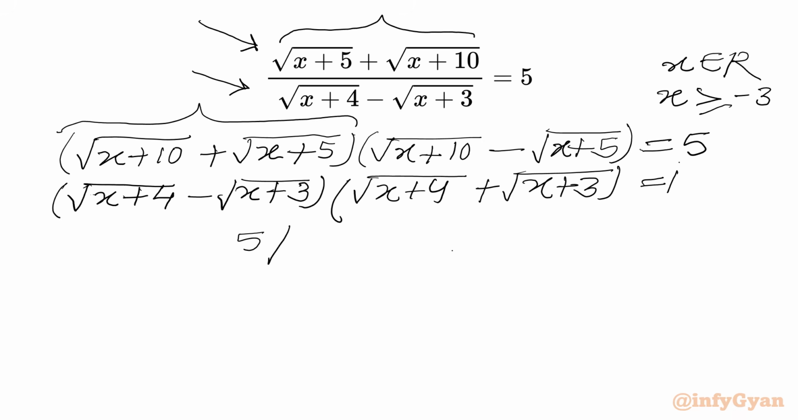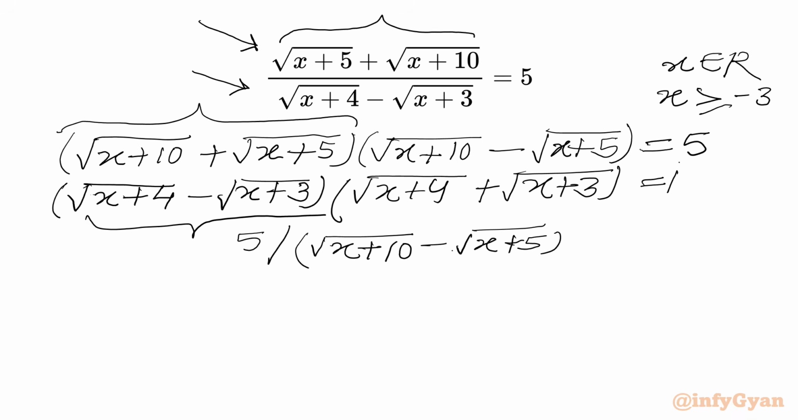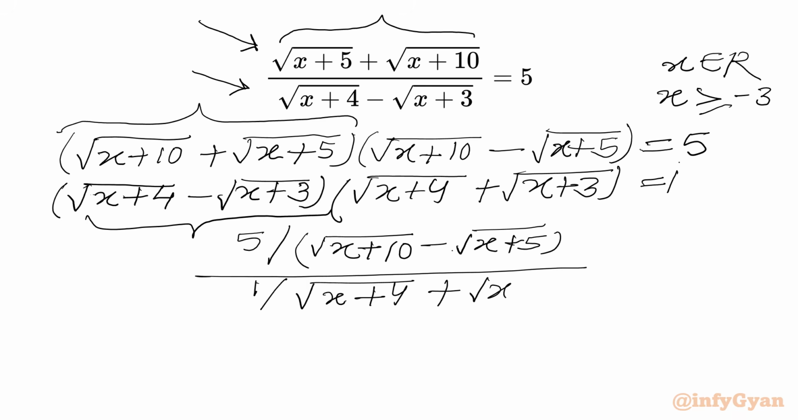So the numerator can be written as 5 over square root x plus 10 minus square root x plus 5. And in the denominator we have this bracket only. So we can write 1 over square root x plus 4 plus square root x plus 3, which will be equal to the right hand side, which is 5.